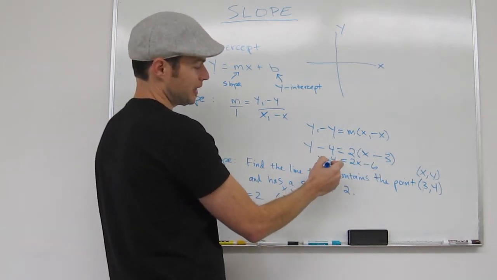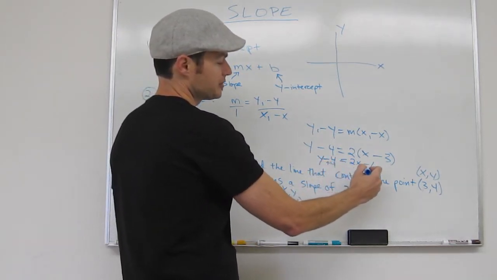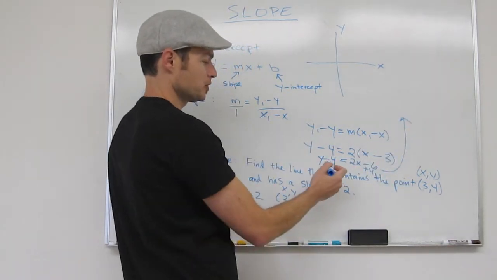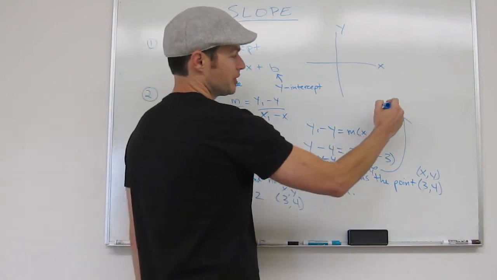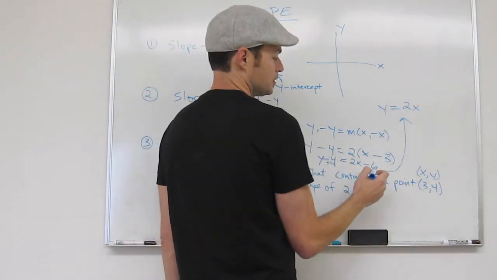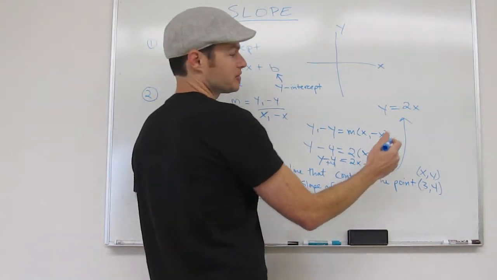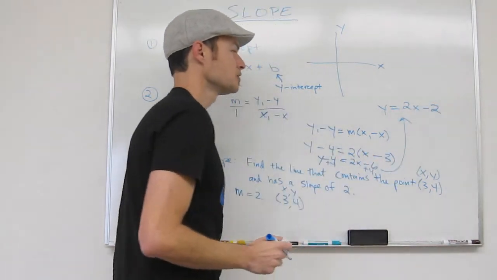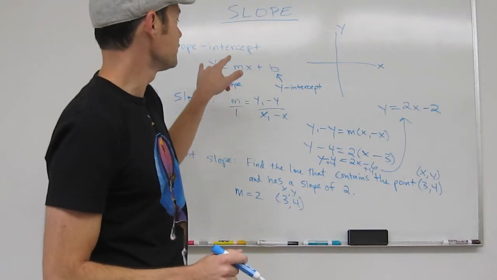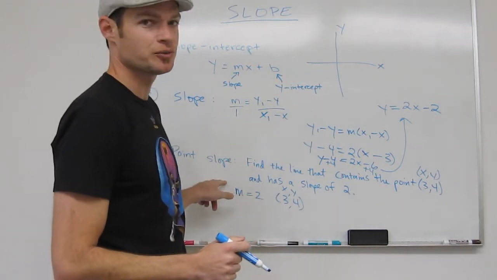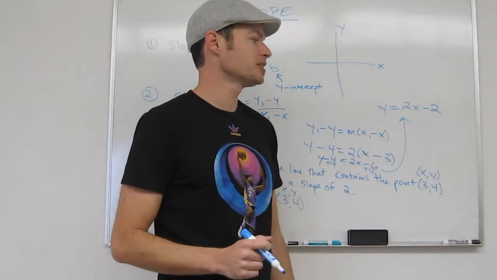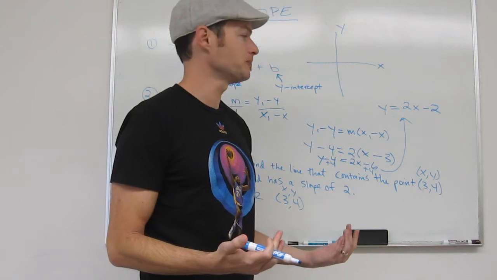The next step is we add 4 to both sides. I'm just going to move this guy up over here for a little more room. So with this 4 gone, we have y equals 2x, and then negative 6 and positive 4 is minus 2. This right here looks a lot like that right there, right? What we've done is we've taken point slope form and we've actually found slope intercept form. So this is our equation right here, y equals 2x minus 2.